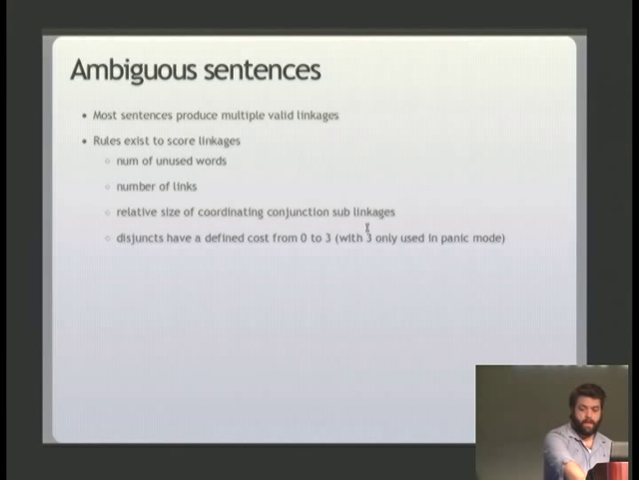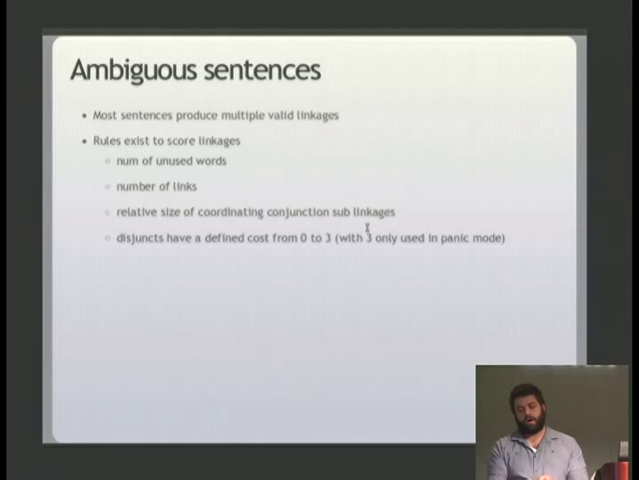Something else that happens in the real world is that there are ambiguous sentences. Our simple one returned only one linkage, but once you start getting longer sentences, they pretty much always return multiple linkages, sometimes like 100. So there are some rules to prioritize these linkages in terms of validity. Some are simple, like number of unused words, number of links, et cetera. But an interesting one, I think, is that the disjuncts actually have a defined cost from 0 to 3. This is sort of a notion of plausibility. A high cost disjunct is like, well, you can connect these words in this way, but it's a bit strange. And if you can find a linkage that doesn't involve connecting those words in that way, you should probably use that one instead.